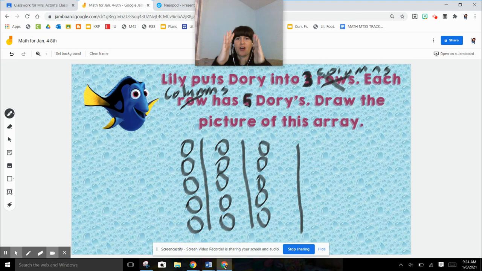So we kind of just took our 3 rows with 5 in them and turned them the other way, made them go up and down. So the same amount of Dories, we just moved them from being in 3 rows to 3 columns. So now you get a chance to try it.